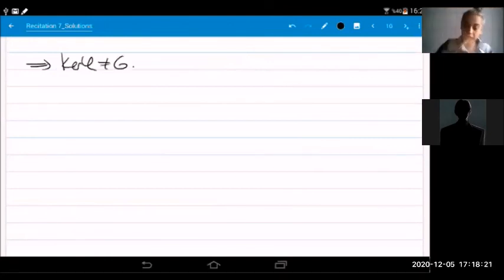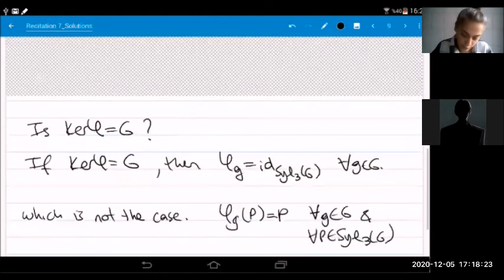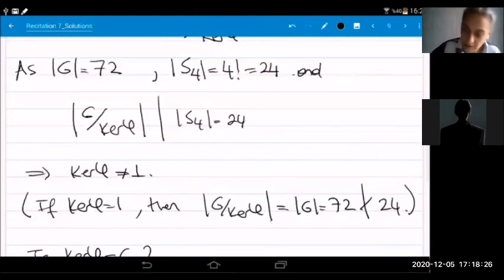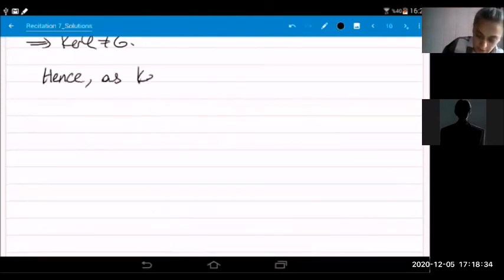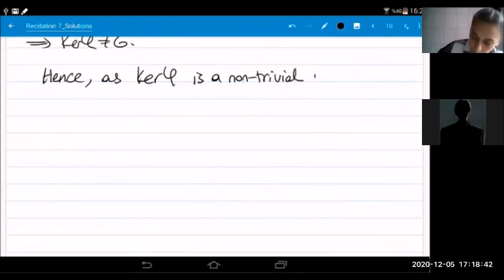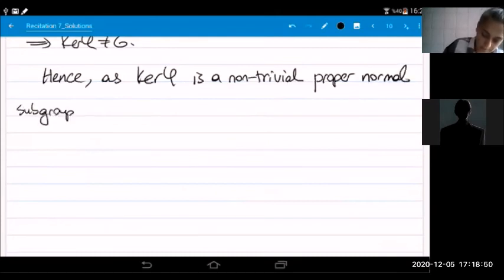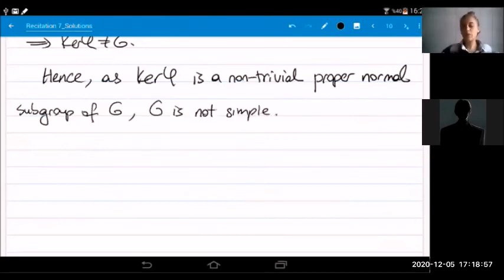And we have found from the first case that kernel phi is not trivial. Hence, as kernel phi is a non-trivial proper normal subgroup of G, G is not simple. Okay, we are done.